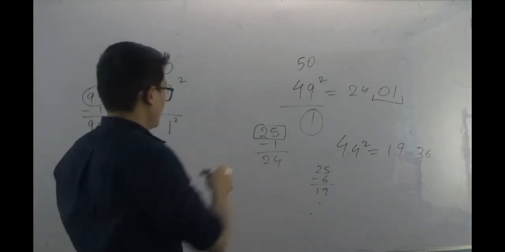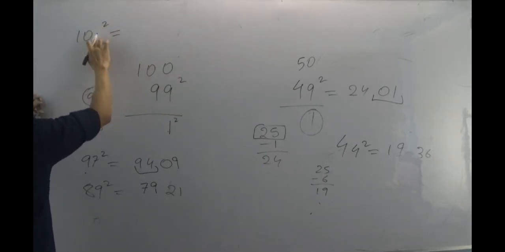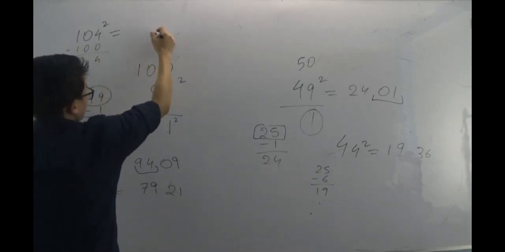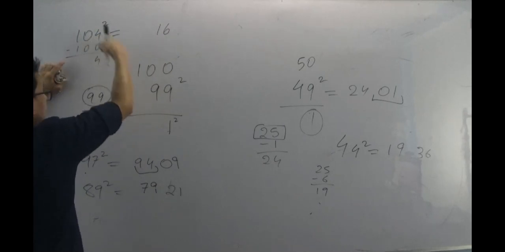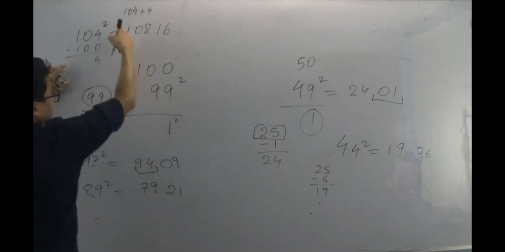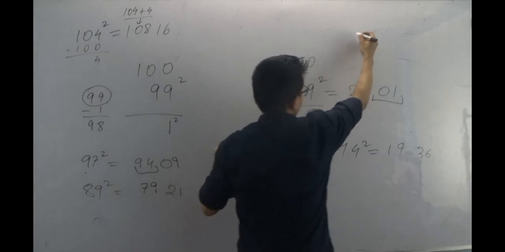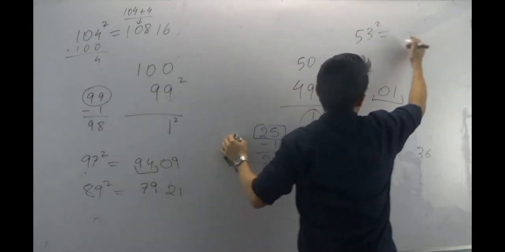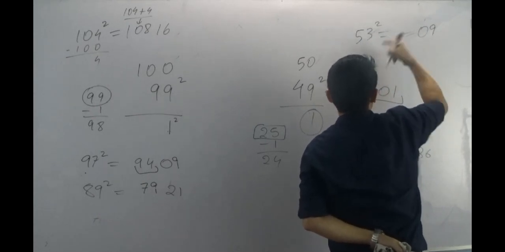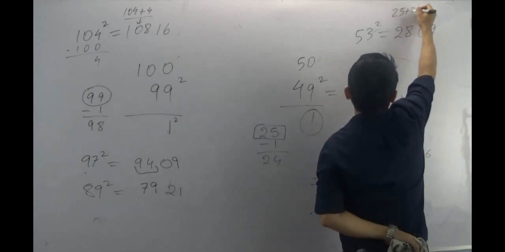Is this fine? Now again, 101 or 104: subtract 100, the difference is 4. So 4 square is 16, later add 4, so 108. So 104 square is 10816. Similarly, 53 square: difference is 3, so you get 09 here. You have to add the 3 difference to 25, giving 28. So this is nothing but 25 plus 3, 2809.